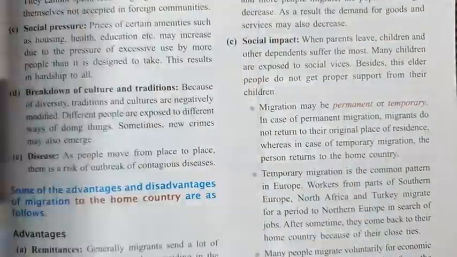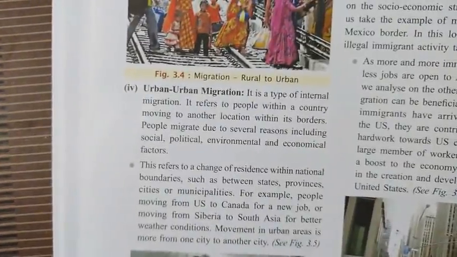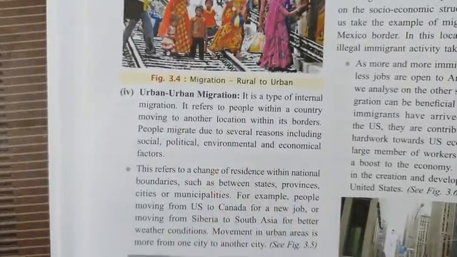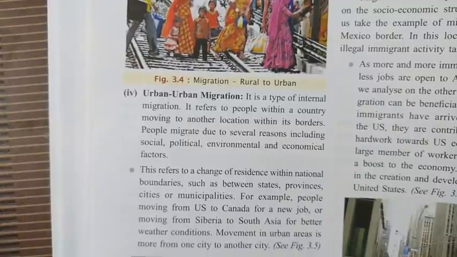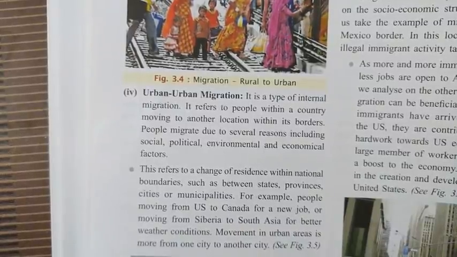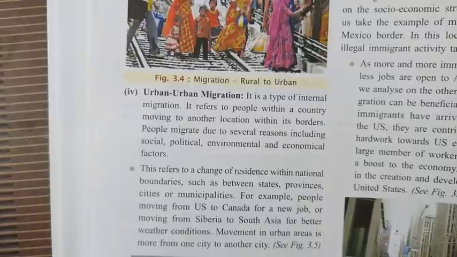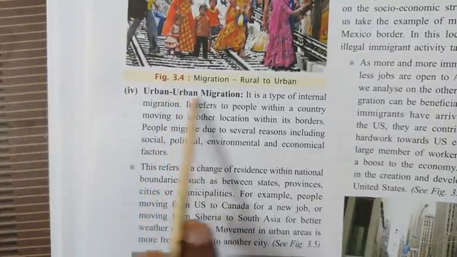Okay, now the next type of migration is urban-urban migration. Suppose you can find nowadays from Gorakhpur, a large number of people are studying in engineering colleges and business colleges, the MBA or etc. So after this they get a better job in a much better city, like in Mumbai or maybe in Hyderabad or maybe in Lucknow or other cities, right? So what happened? They settle there. Now that is an example of urban migration.